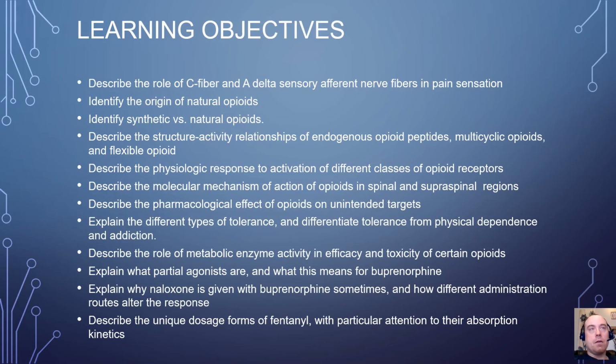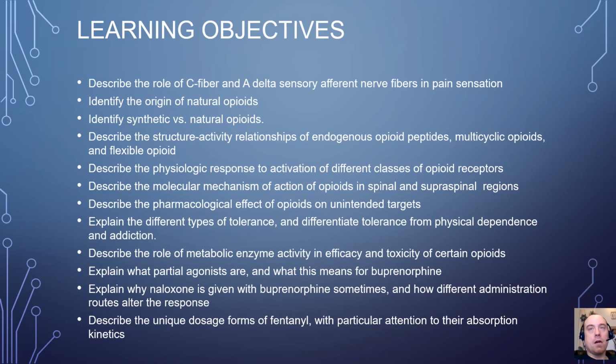So the learning objectives. I'll try to go through these pretty briefly because I'll elaborate a lot more during the slides, of course. Describe the role of the different fibers for pain, the different pain fibers. Identify the origin of natural opioids. Identify synthetic versus natural. So which drugs are synthetic or semi-synthetic? Which ones are natural? Just a little bit on structure-activity relationship, so the chemistry.